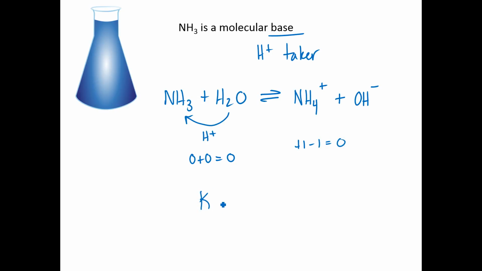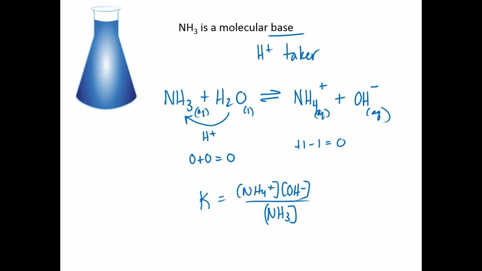And I can write a K expression for this. So it's NH4+ and OH- over NH3. I really should have written states of matter up here. Okay, so my water is a liquid, everything else is going to be aq. And since this is a Kc expression for a base, you might be able to guess what we call this, and this is called a Kb expression.